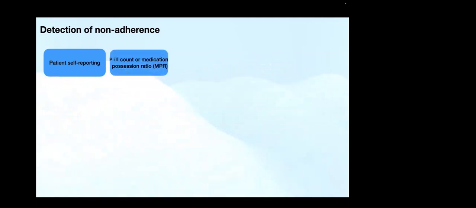Let's understand how we can detect non-adherence. This includes patient self-reporting: directly asking the patient about their medication-taking behavior can provide insight into their adherence. You can ask how they take the medication and at what time they take it. That is self-reporting. However, self-reporting may not always be accurate because patients may not tell the truth. A patient may overestimate their adherence to please the healthcare provider, or underestimate it due to forgetfulness or reluctance to admit non-adherence. So that is not accurate.